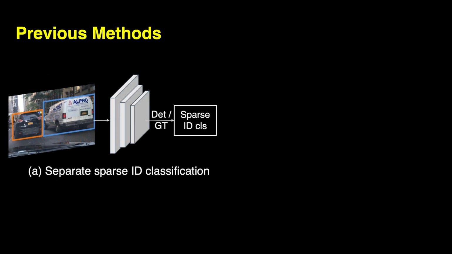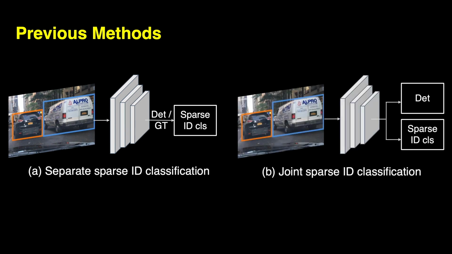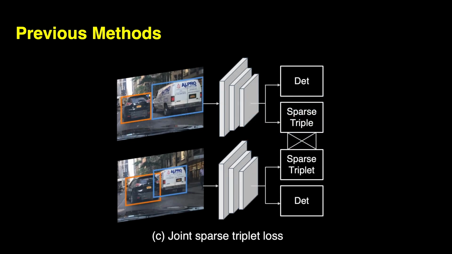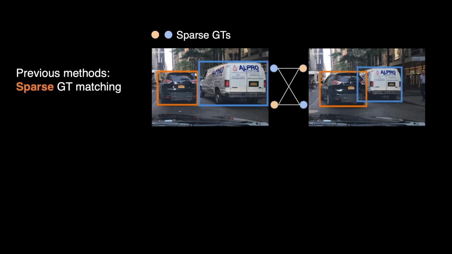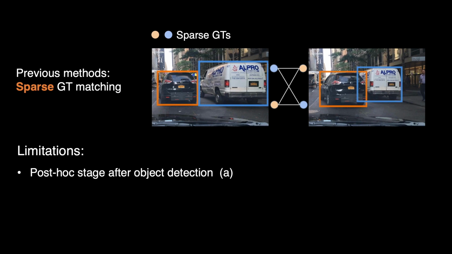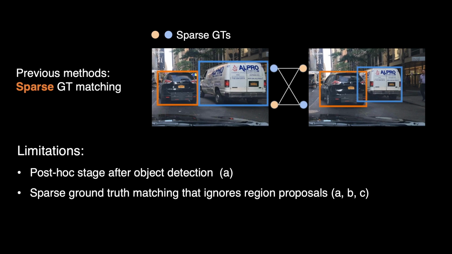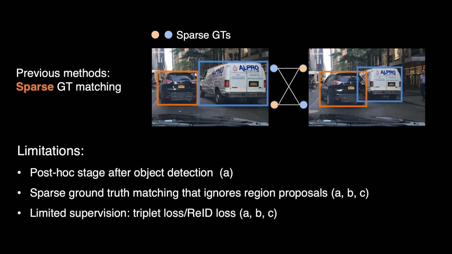There are three paradigms to learn appearance similarity: an independent model, or a joint learning model with re-identification loss or triplet loss. We observe there are several limitations of these methods. In A, they regard instance similarity learning as a post hoc stage after object detection. All these methods only use sparse ground truth bounding boxes as training samples. These processes ignore the majority of the regions proposed on the images. They only provide limited supervision by using triplet loss or re-ID loss.